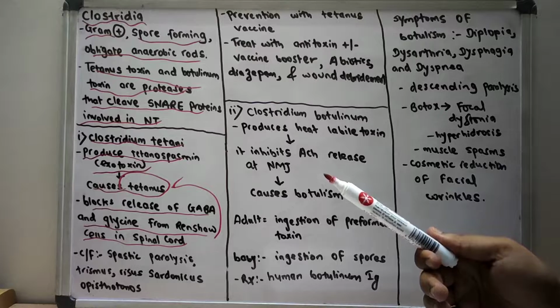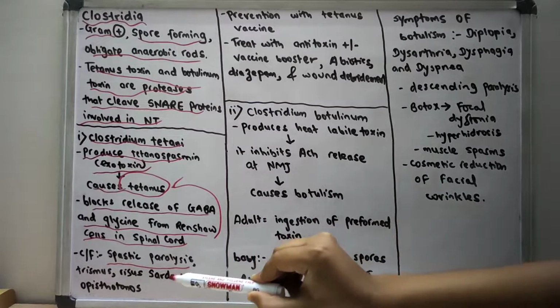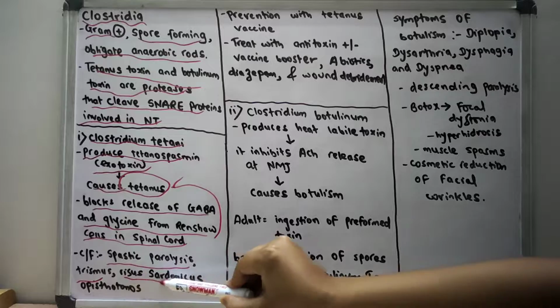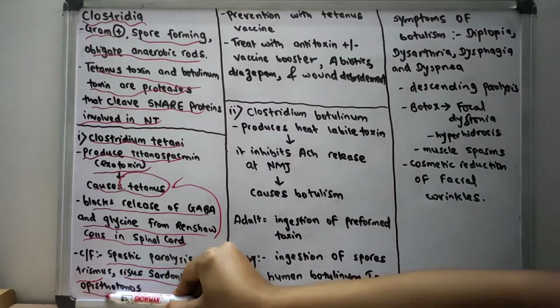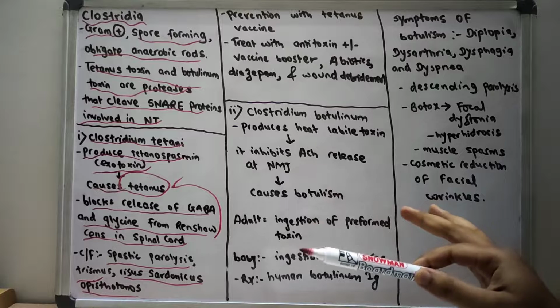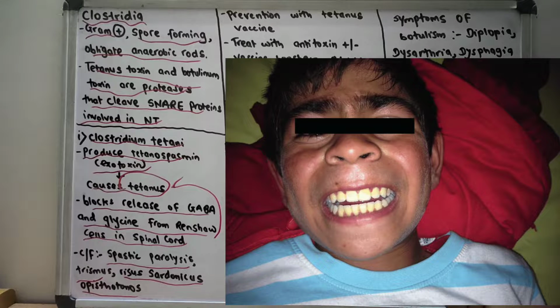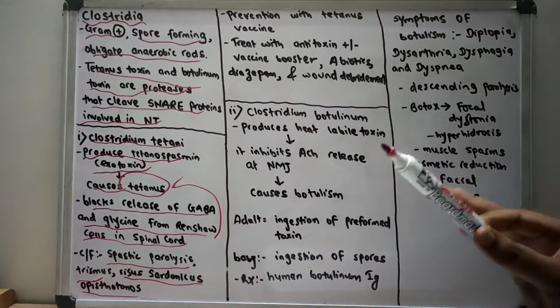Various clinical features of tetanus are spastic paralysis, trismus, risus sardonicus, and opisthotonus. The trismus, you can see in this video also, occurs in tetanus as lockjaw. That means the person cannot open their mouth properly due to the spasm of the muscles that are responsible for opening the jaw, and it renders the lockjaw.